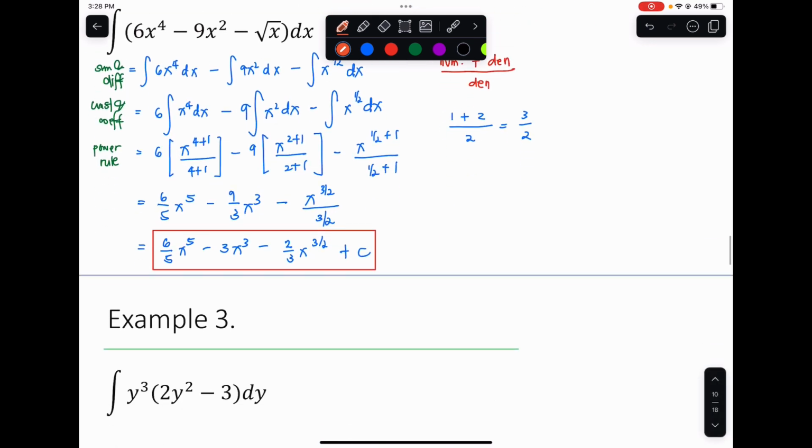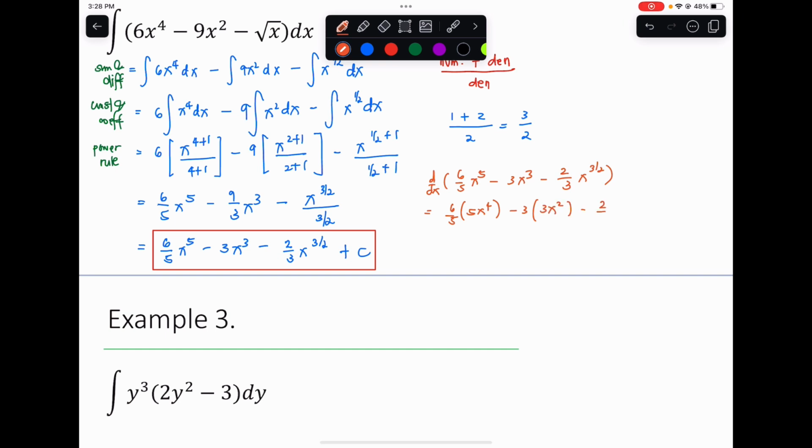So similarly, we can do it here as well. The derivative of the answer with respect to x, minus 2/3 x raised to 3 over 2. That is the same as 6 all over 5. So derivative of x to the 5th is 5x to the 4th, minus 3. The derivative of x cubed is 3x squared. Then minus 2/3. So derivative of x raised to 3 over 2 is 3 all over 2, x raised to 3 over 2 minus 1, that is just simply 1 half.